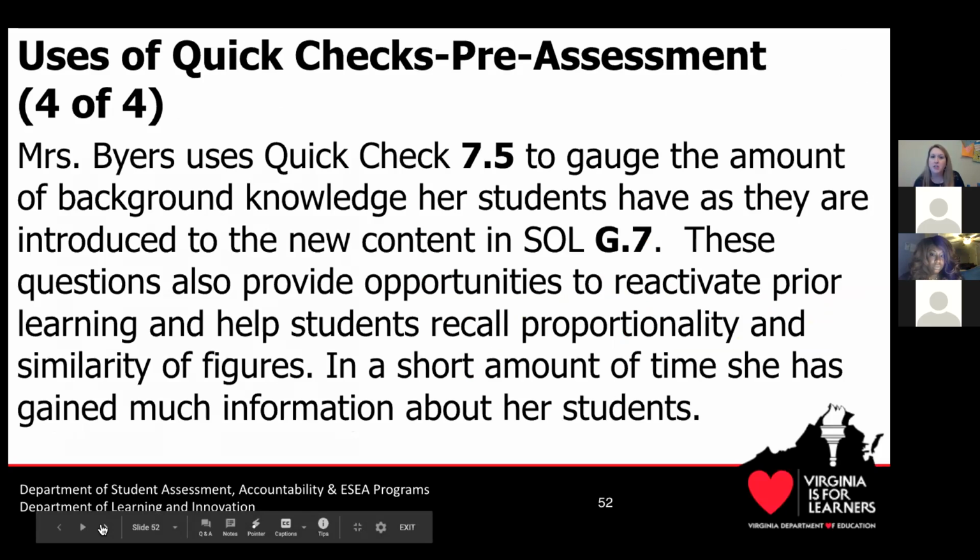Okay, so she's using, again, the quick check to gauge the amount of background knowledge they have as she's introducing new content. It's an opportunity to reactivate prior knowledge, recall some of that vocabulary, right? As you're going over that warm-up question, students might come up with that term proportion and similar, some of those things that'll help us. And it's just a short amount of time to gain some information that not only helps her, but also helps her students be more prepared to move forward with the lesson.